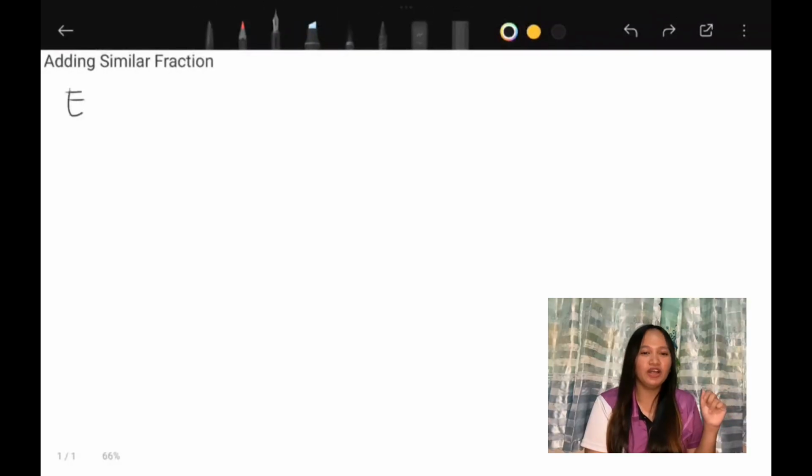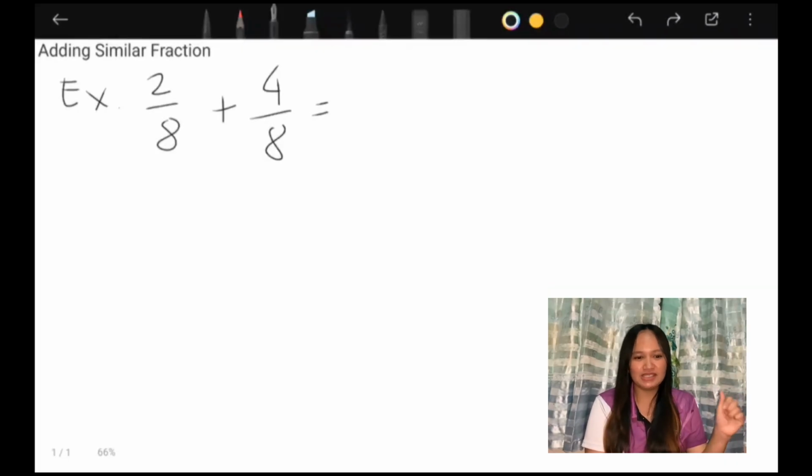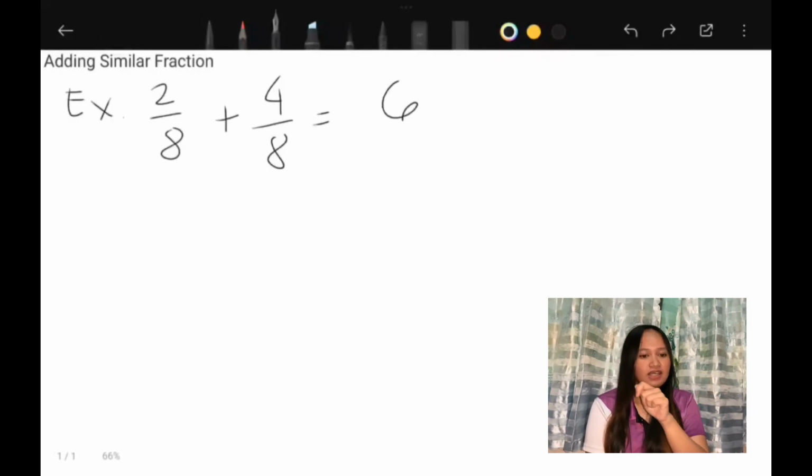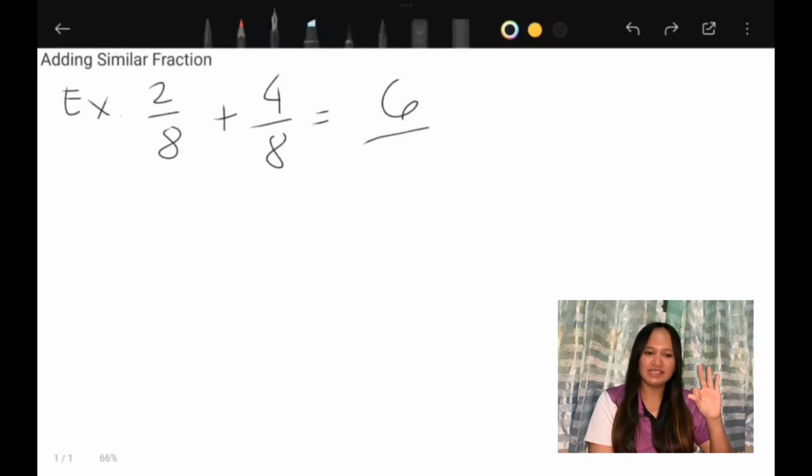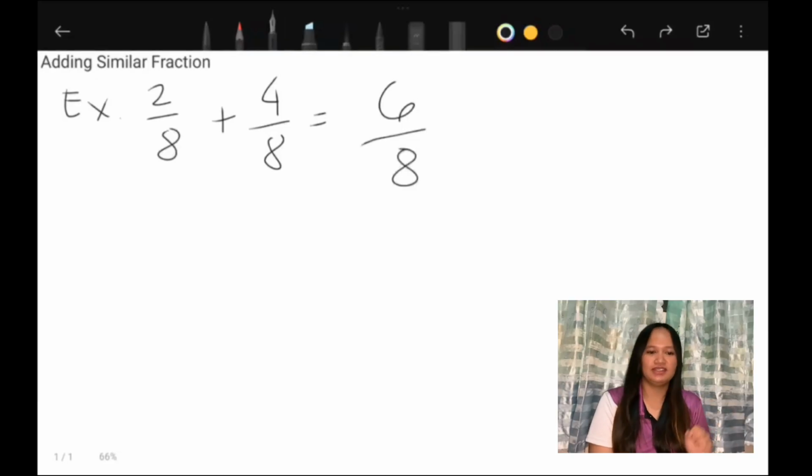For example, 2/8 plus 4/8. First step is identify the fractions. As we can see, they have the same denominators, so therefore they are similar fractions. And then second step is add the numerators. So 2 plus 4 is 6. Our third step is keep the denominator. Since they are similar fractions, our denominator remains the same, which is 8.